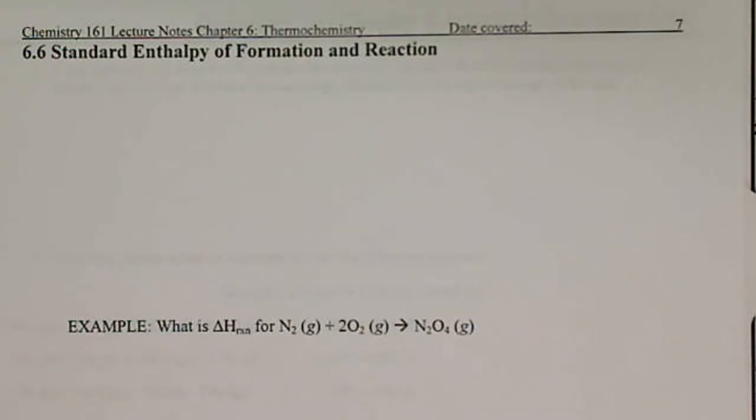For our work in Chapter 6, so far, we've just been looking at enthalpy in terms of what is delta H and what is it for different reactions. For this last section of our book, we're going to be looking at how to actually calculate those delta H values. And we're going to do it through two different ways.